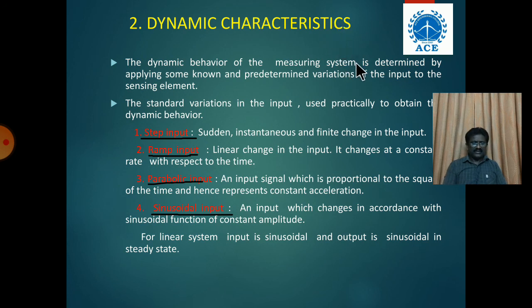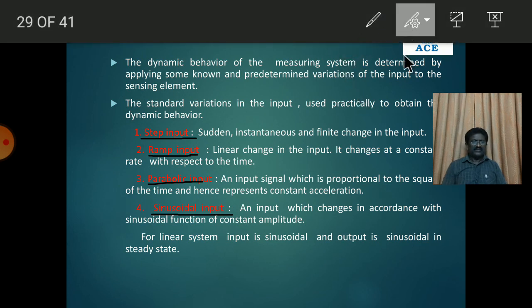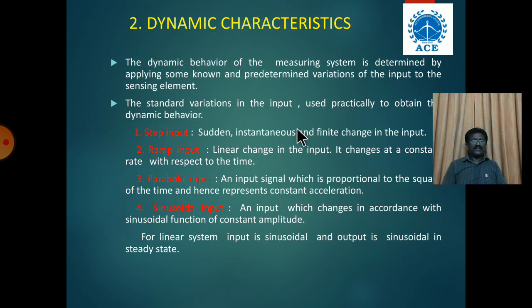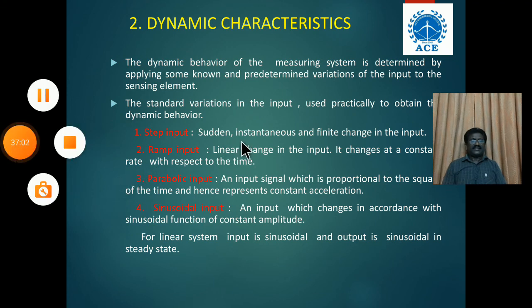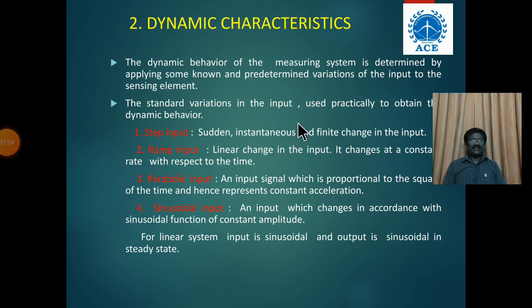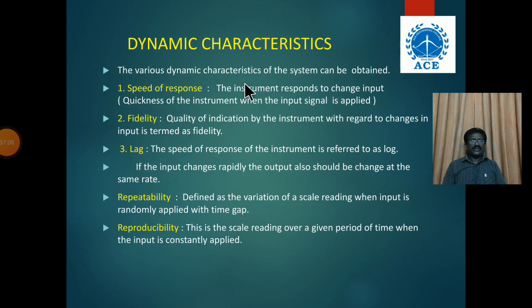So here we have five types of dynamic characteristics. The various dynamic characteristics of the system that can be obtained are speed of response, fidelity, lag, repeatability, reproducibility. In the next session, I will explain dynamic characteristics of measuring system. Okay, thank you.